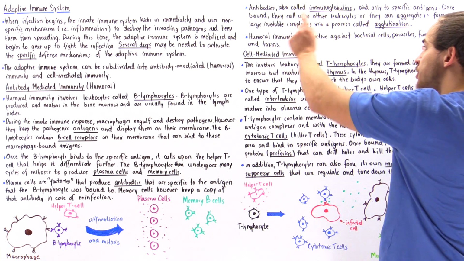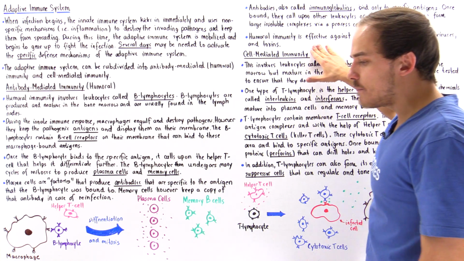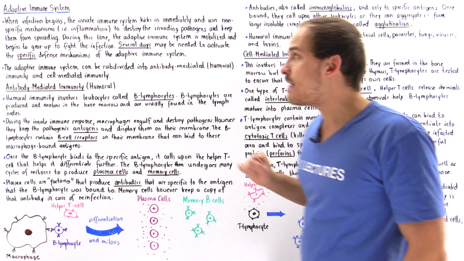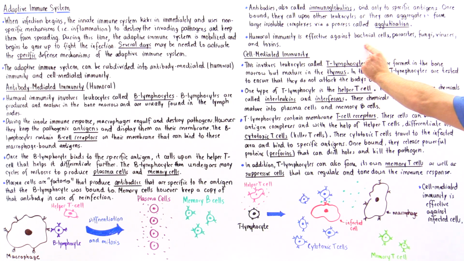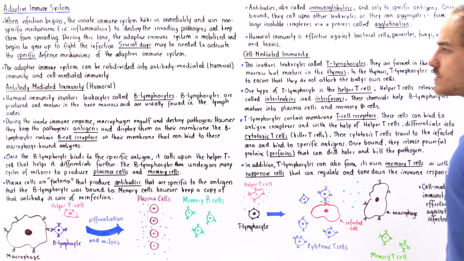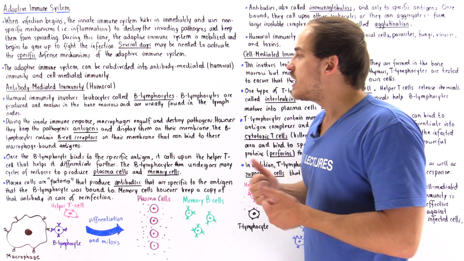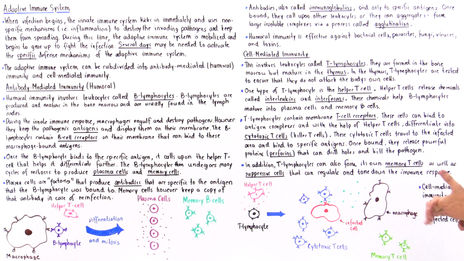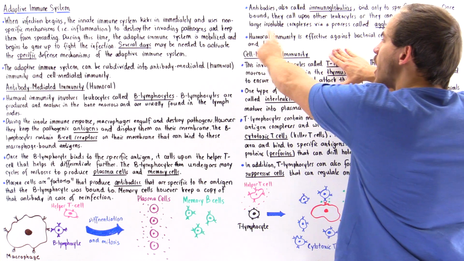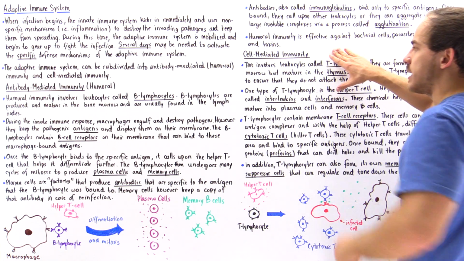Now, the humoral immunity system is actually very effective against bacterial cells, different types of parasites, fungi, viruses, as well as toxins that enter the tissue of our body. Now, let's move on to our cell-mediated immunity.